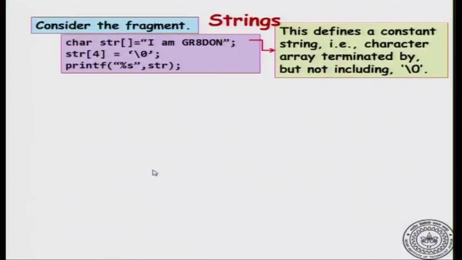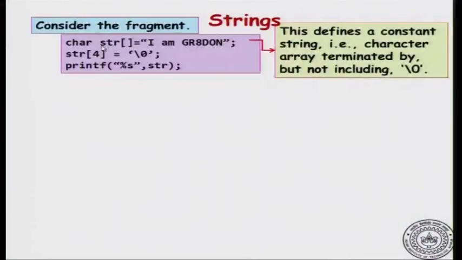Now, let us look at the following fragment to understand in a deeper way what %s does when you print it using printf. Suppose I declare a character array using char str[] equal to "I am gr8don" within double quotes. This is initialized using a string constant, which means that after the last n there will be a null character in the array.